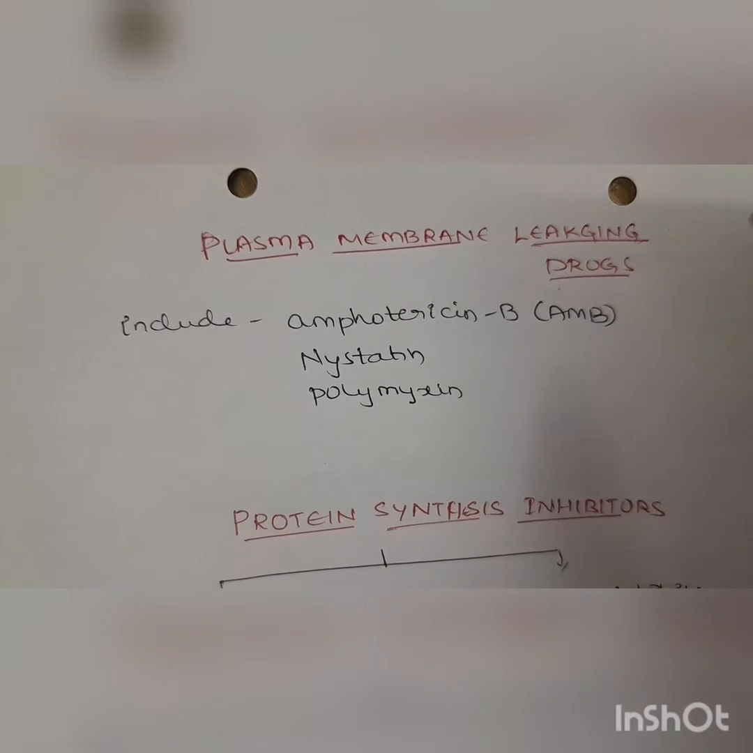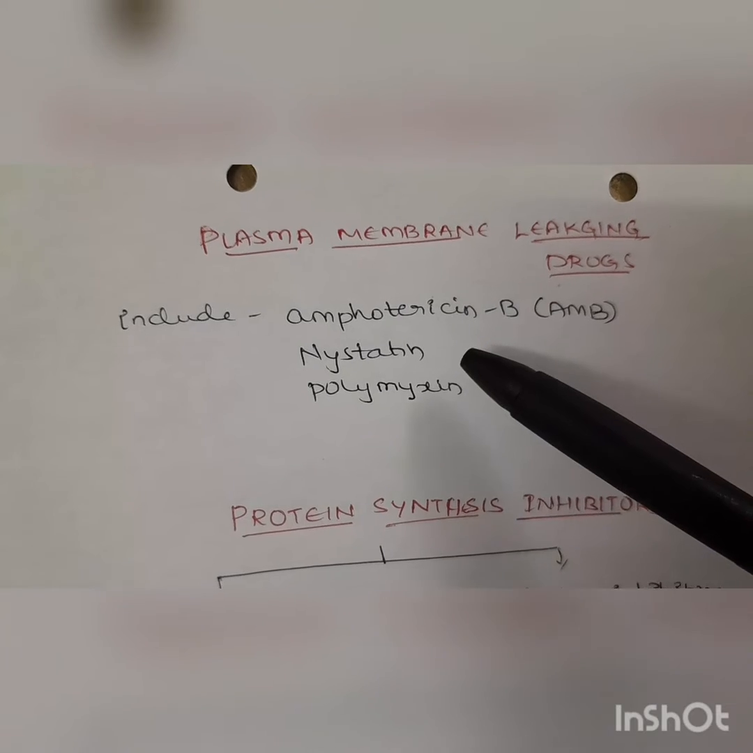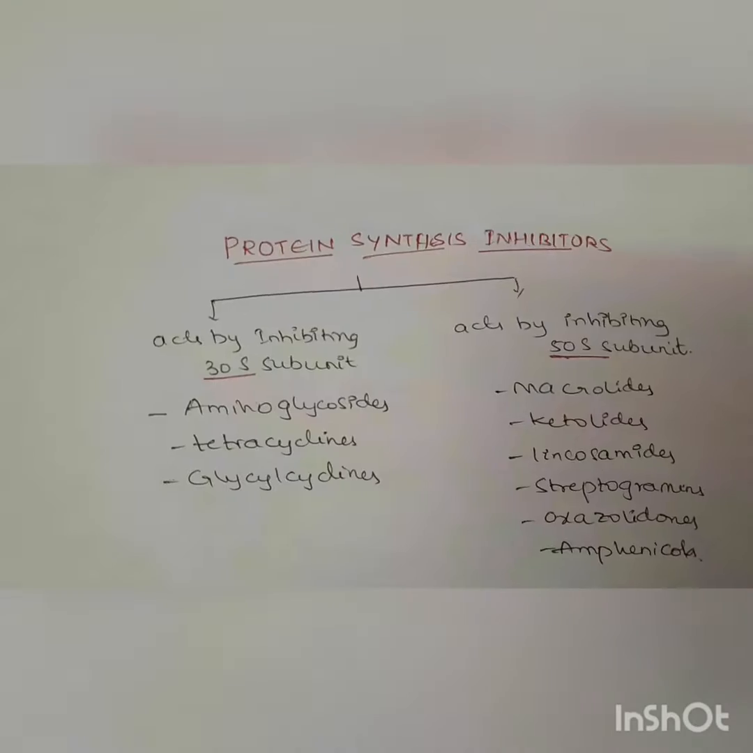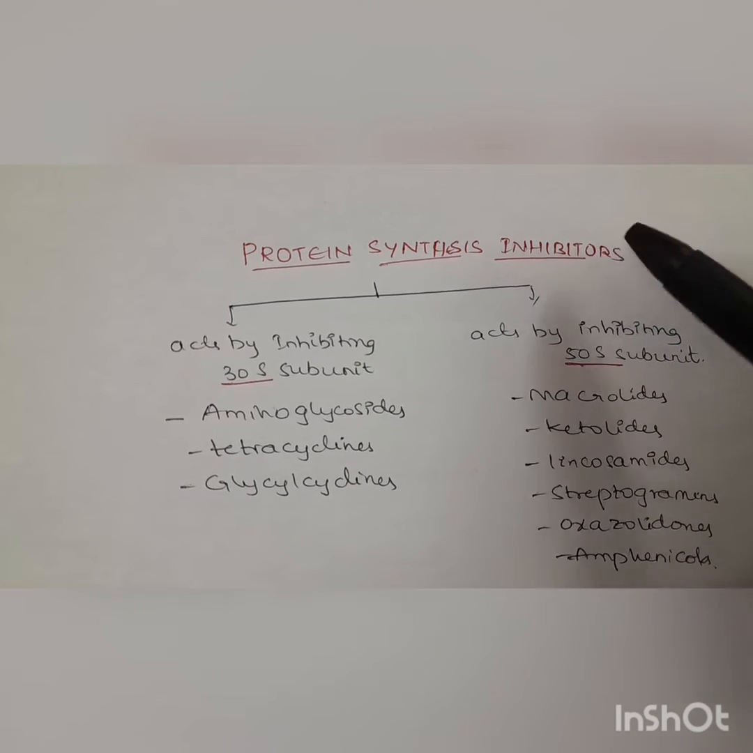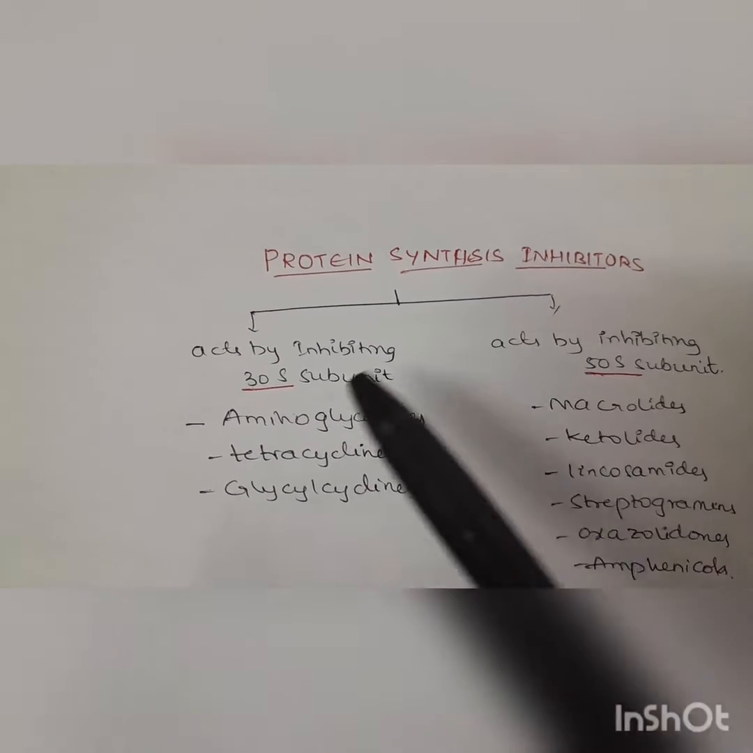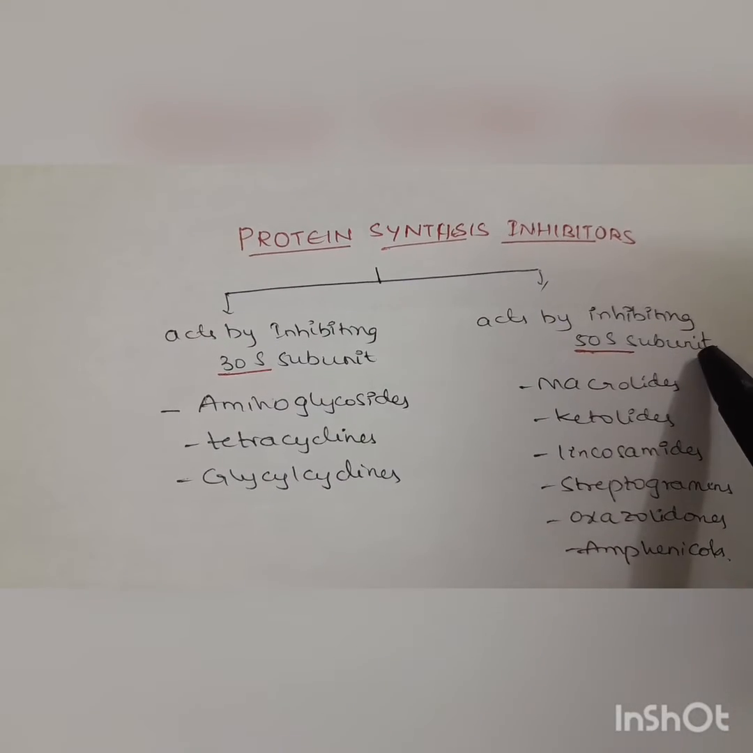Drugs that cause plasma membrane leakage are amphotericin B, nystatin, and polymyxin. Drugs that inhibit bacterial growth by acting as protein synthesis inhibitors act by inhibiting the 30S subunit or by inhibiting the 50S subunit.